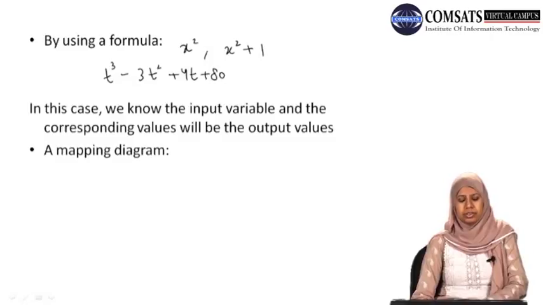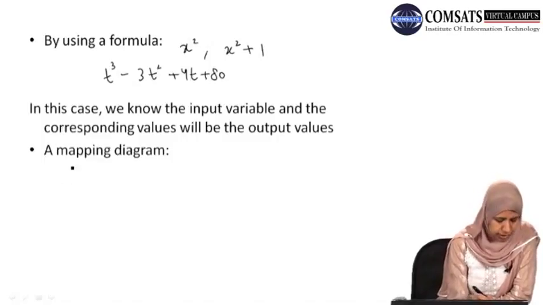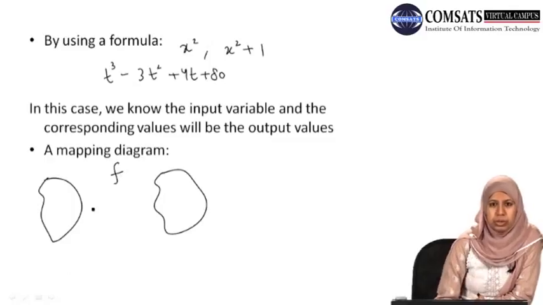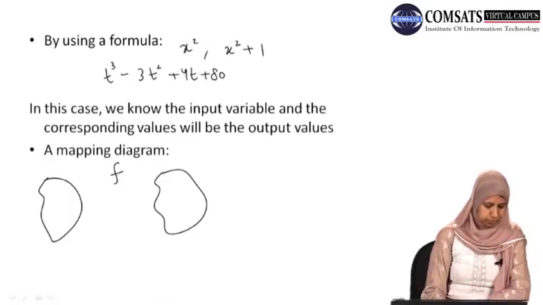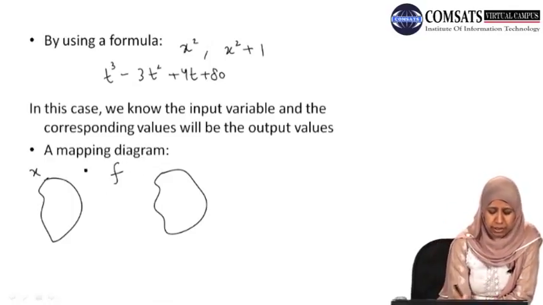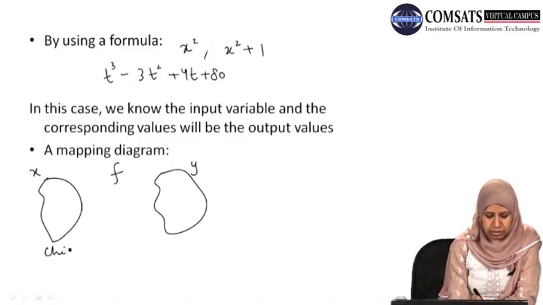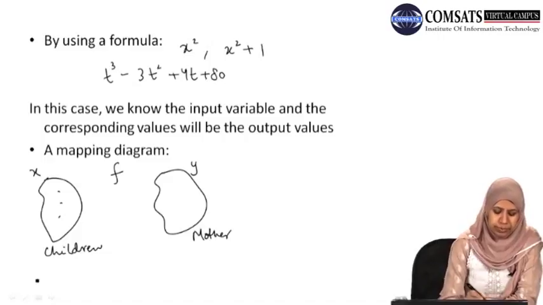Third way to define a function is by using a mapping diagram. A mapping diagram, we have already seen, is nothing but this is our possible values of inputs, this is our possible values of outputs, and we have some rule in between assigning to each input only one output. For example, this is our rule f, this is x and this is y, and we say the set x is the set of children and the set y is the set of mothers. Let's say we have 3 children in our set x and 2 mothers in our set y.